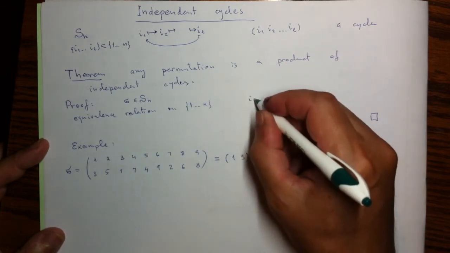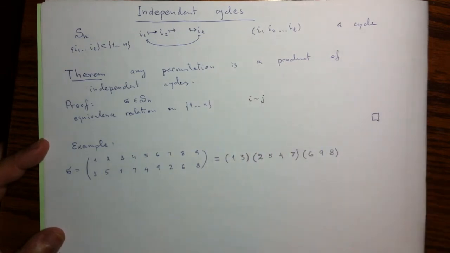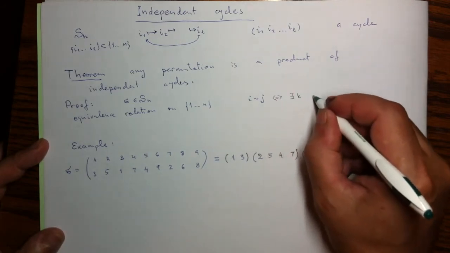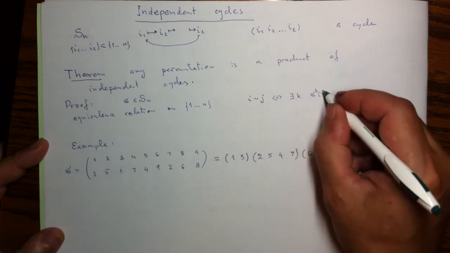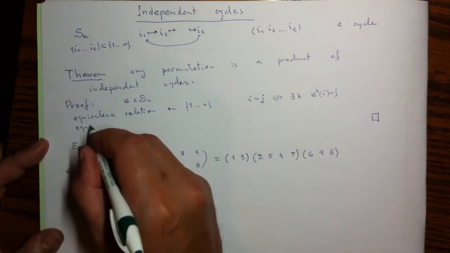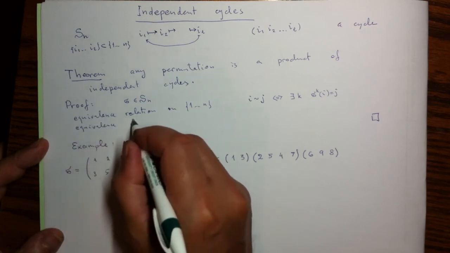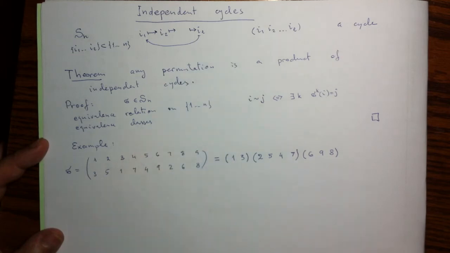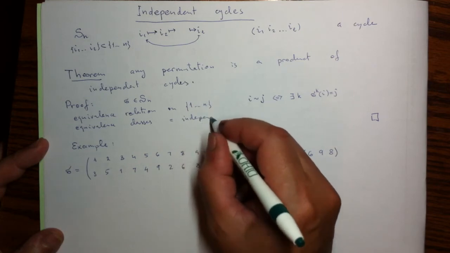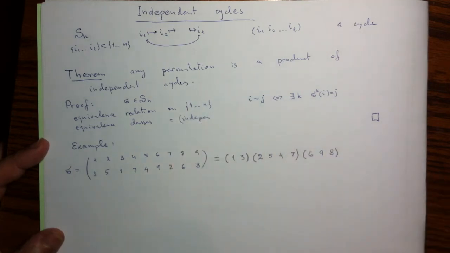So let's just say that two elements from our n-element set are equivalent if there is some iterate of our permutation which moves the first into the second. Please check that this is an equivalence relation. The 3 properties of an equivalence relation are satisfied by this. And then check that equivalence classes are what we saw as independent cycles. Well, independent they become because equivalence classes do not intersect.